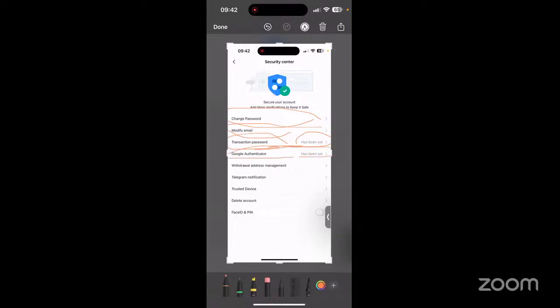Google Authenticator. You can use this to give extra protection. Me, if I give you my password, my email, you cannot enter into my account because you don't have access to my Google Authenticator unless I give you those 6 codes. Okay? Withdrawal address management. If you want to be withdrawing to a particular address all the time, you can set them here. So anytime you want to withdraw, you select them easily.